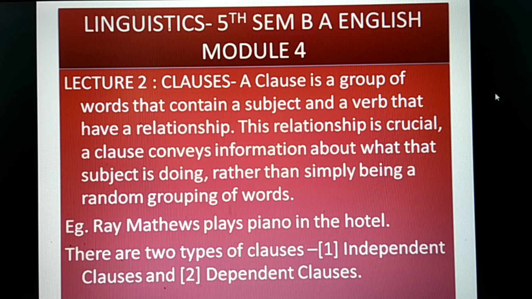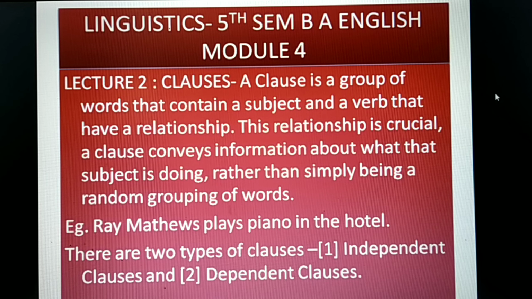A clause is a group of words that contain a subject and a verb that have a relationship. This relationship is crucial. A clause conveys information about what that subject is doing rather than simply being a random grouping of words. Say for example, we have the example, Ray Matthews plays piano in the hotel. So this is an example for a clause. Here we have a subject and a predicate. Ray Matthews is the subject.